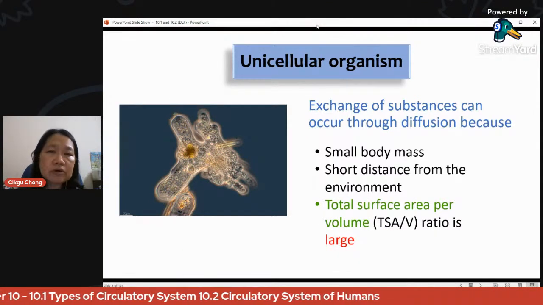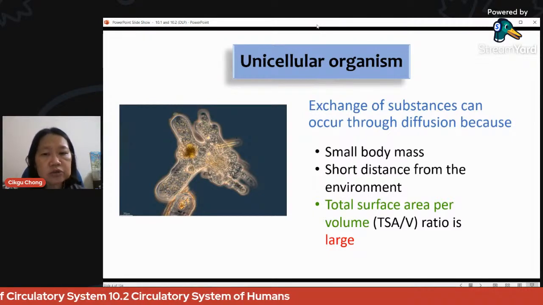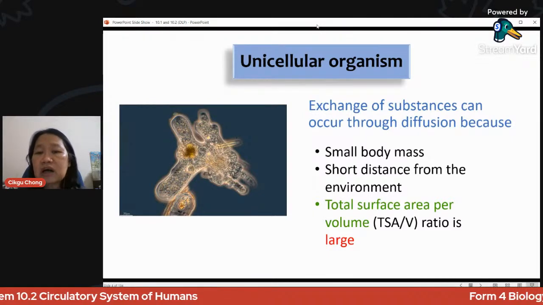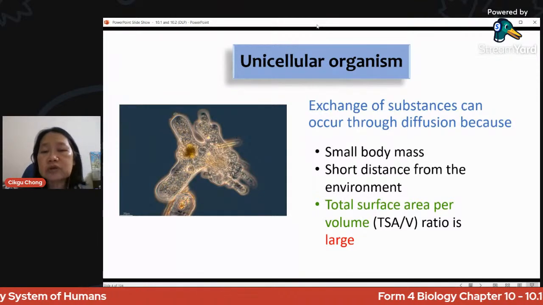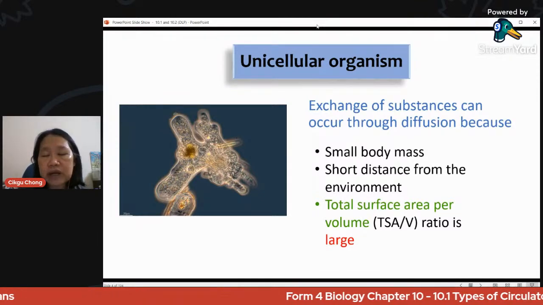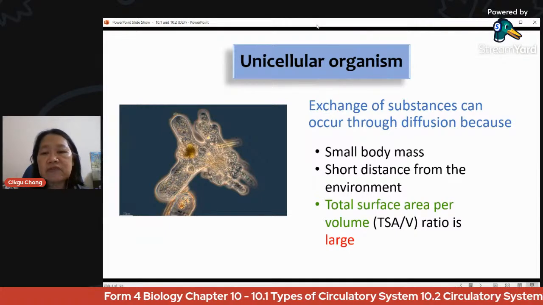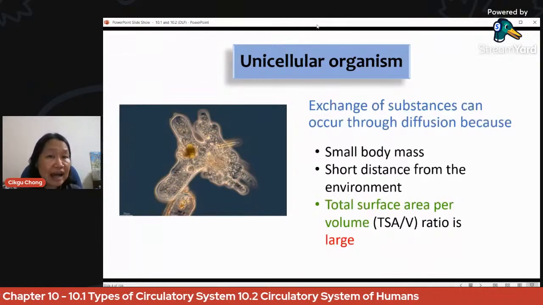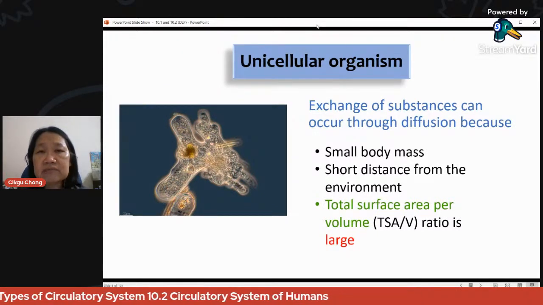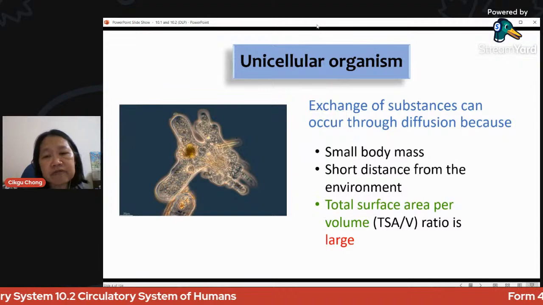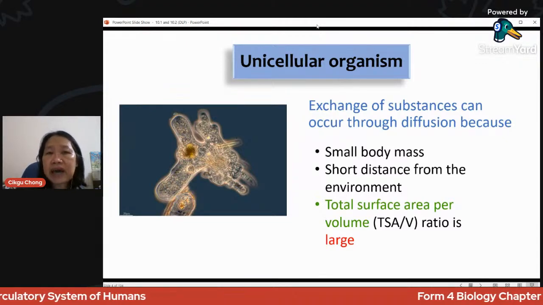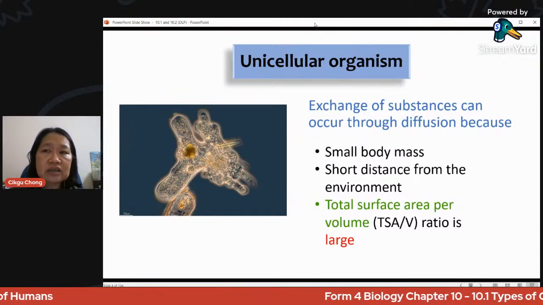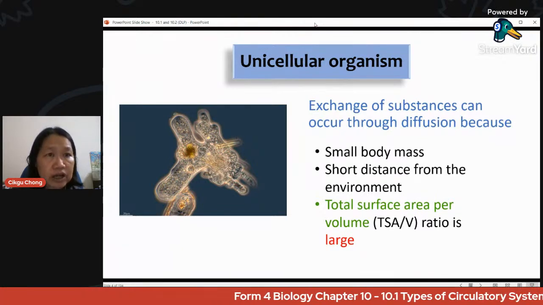And also, one important concept that I need to explain to you today is the total surface area per volume ratio. We shorten it to write it as TSA per V. Total surface area per volume ratio is large. Okay, large, this is a unicellular organism, but the TSA per V of a small organism actually is large. So this is something maybe a lot of people cannot understand.